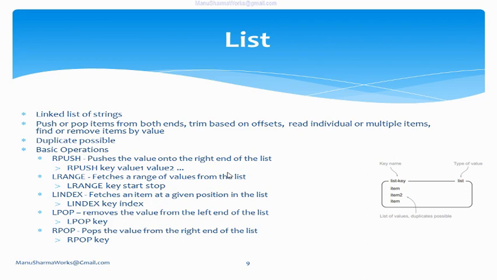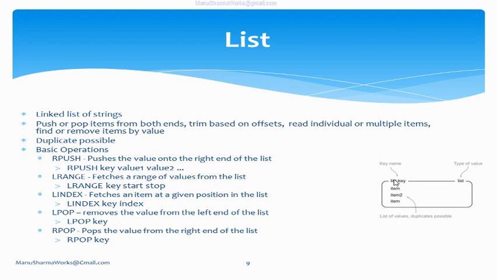So a list is a list of strings. As in string data type we can have one key and one value, but in list we can have multiple values to one key. In this case, if you look at this, we have a key name here, and we have multiple values to one key, and it can allow a duplicate value. So in this case also, the first and third value is item, which is a duplicate.